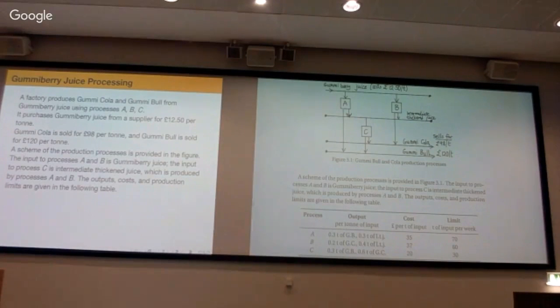Now there are some numbers that are given in this table. These numbers are given per ton of input into the machine. So whenever you pour a ton of Gummiberry juice into machine A, it costs you £35 to run it at that time. That's the cost. And for each ton that you pour into that machine, what you get out is 0.3 tons of wool and 0.3 tons of juice. This is what you do.